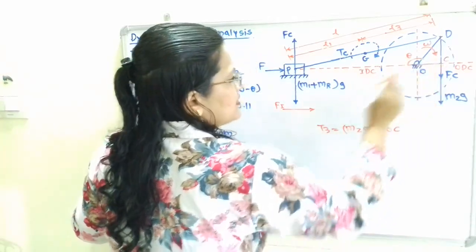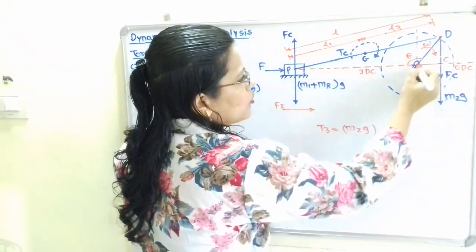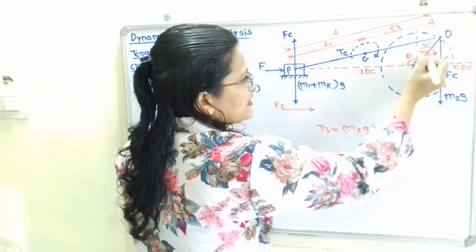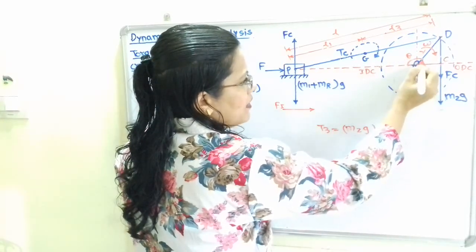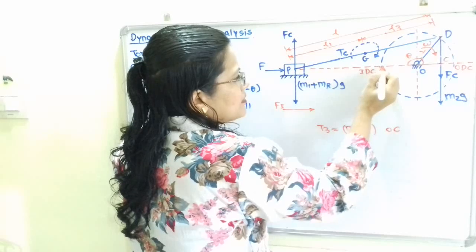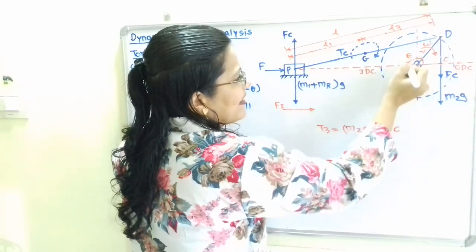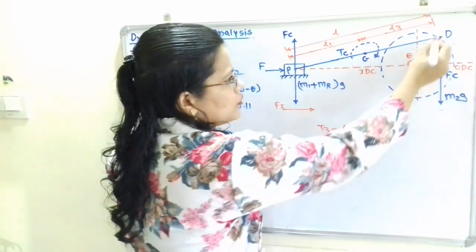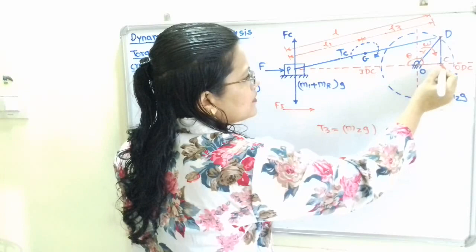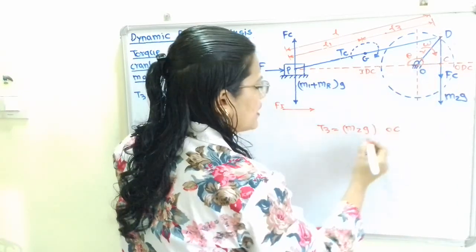So for this distance OC, how to calculate this? We know this OD is R, that is the crank radius R, and here is the angle 180 minus theta. From this inner dead center to O and O to D, this angle is theta, so the remaining angle is 180 minus theta. So in triangle DOC, OC is equal to R into cos of 180 minus theta.